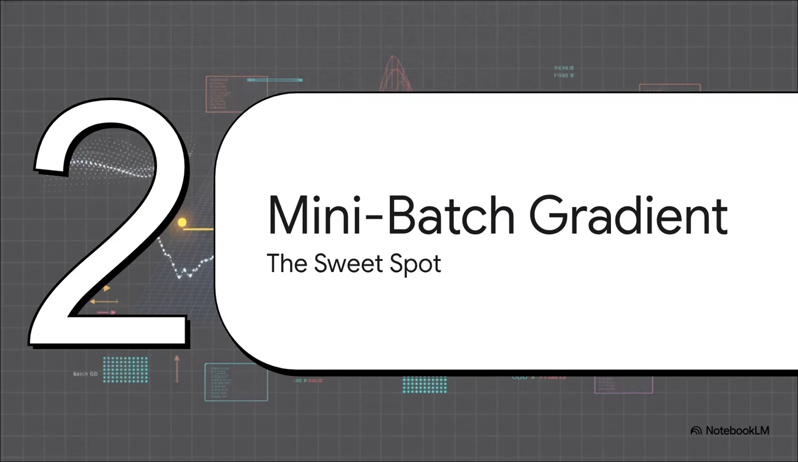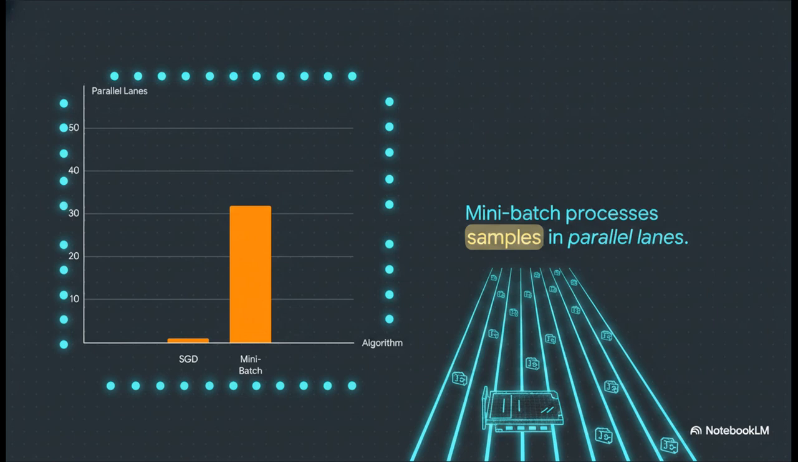Section 3, Mini-Batch Gradient Descent. The sweet spot. So, what if we could get the speed of SGD without quite so much wild chaos? Is there a middle ground? Definitely.